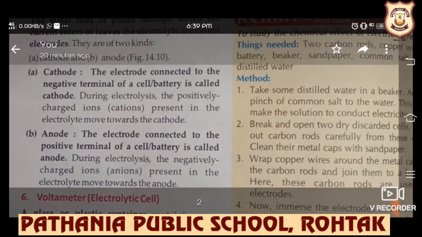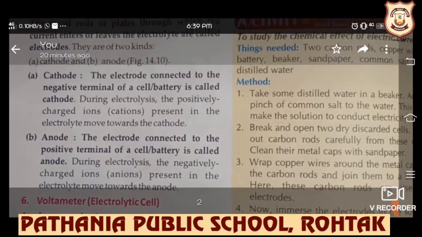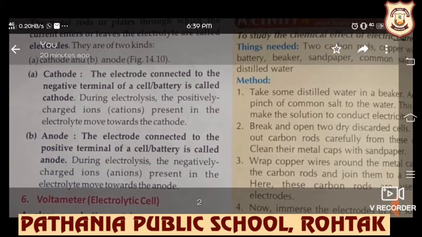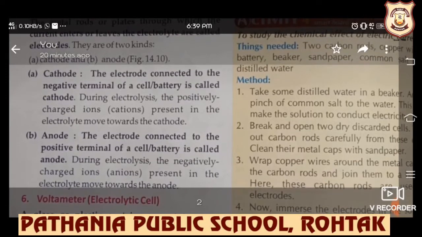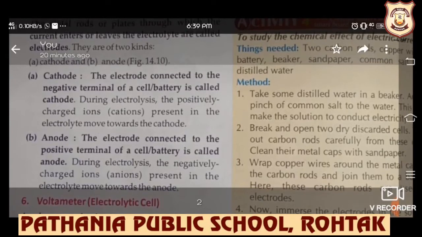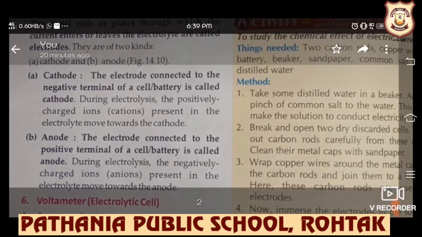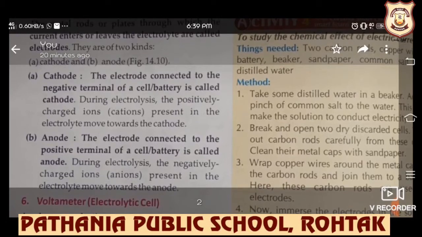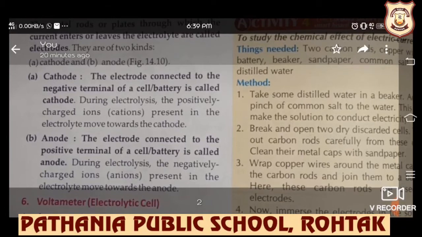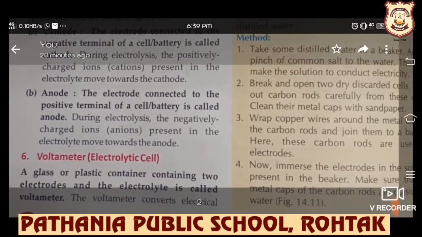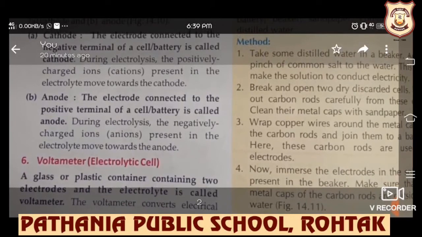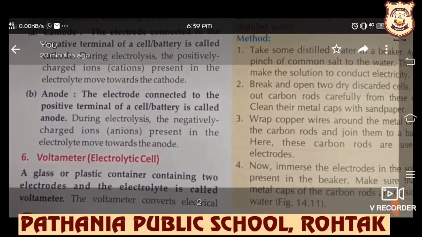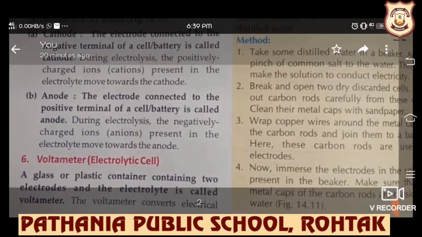So during electrolysis, the positively charged ions, cations, present in the electrolyte move toward the cathode, because the cathode is connected to the negative terminal, and positive attracts negative. So which are the positively charged ions? Cations. They will move towards the cathode, and negatively charged ions, which are anions, move towards the anode. So the anode is the positive terminal.